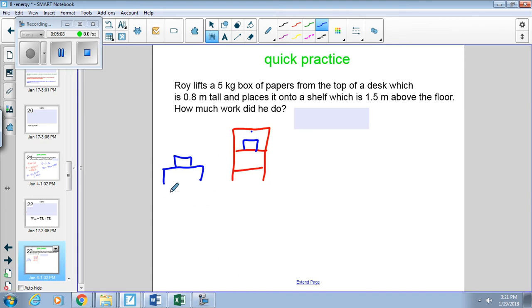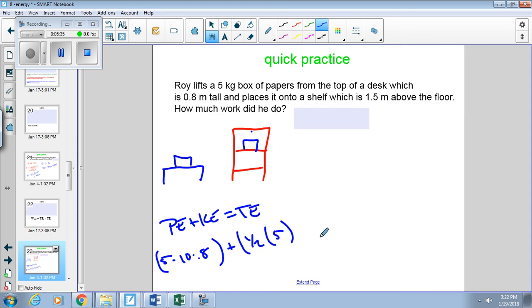So initially, he had potential energy and kinetic energy. That should equal our total energy. So potential energy should be 5 times gravity times our height, 0.8, plus our kinetic energy, which is 1/2 times 5 times our velocity squared. Well, it's sitting on a desk, so our velocity is 0. So we have no kinetic energy. And our potential energy equals 40 joules. And that also equals our total energy.